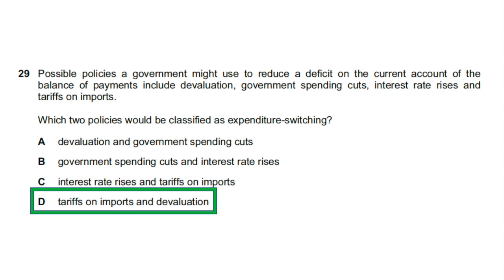Tariffs on imports would make domestic goods more attractive to consumers in terms of price. A devaluation would make imports relatively more expensive, which would lead consumers to buy less imported goods. It would also lead foreign buyers to purchase more goods from this country, causing exports to rise. The other choices offered include one form of expenditure dampening or reducing, such as government spending cuts and interest rate rises. Therefore, D is our best choice.